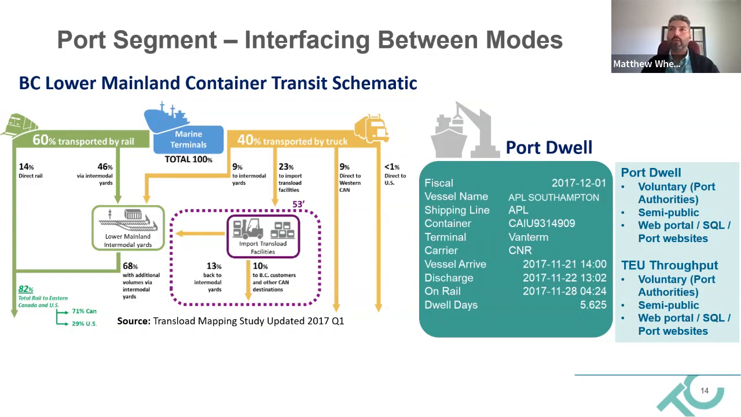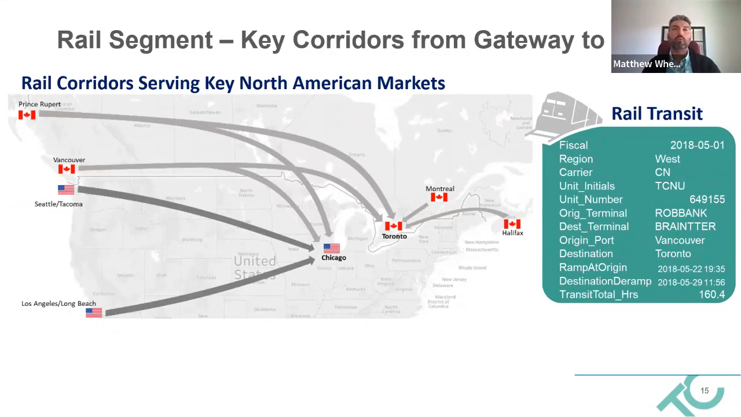And it's a very voluntary data point that they're providing with us. And we've worked closely with them to define what the metric, what port dwell means, or how to measure it properly. And then the final major segment we see is the rail corridors or the rail transit. So in this case, we're receiving data from the railways. We're getting ramp data, so when a container is placed on a train and leaves a port region, and then when it's taken off a train at its destination market.